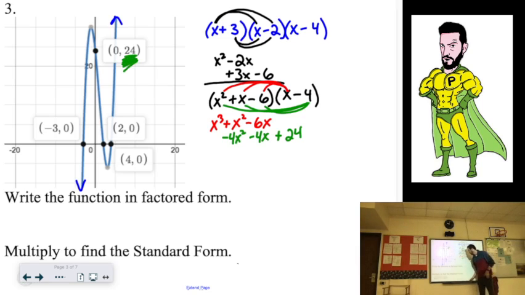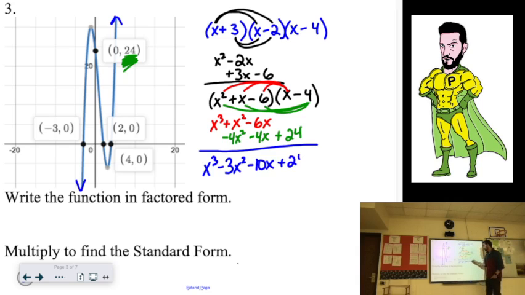Okay. So, combine our like terms. We've got x cubed. X squared minus 4x squared, 1 minus 4 is negative 3 x squared. Negative 6x minus 4x is negative 10x. Then we have our plus 24.